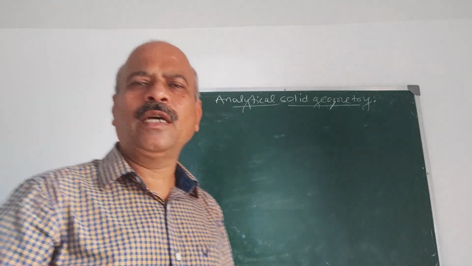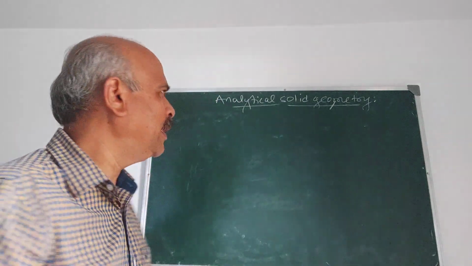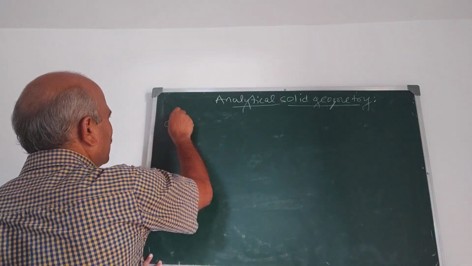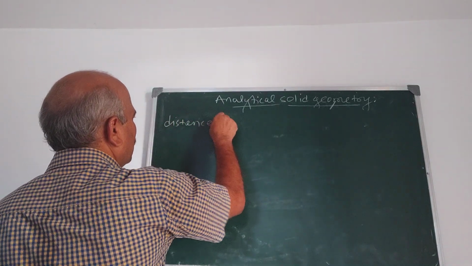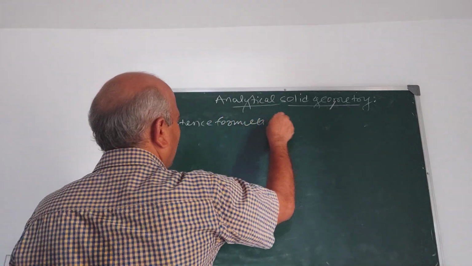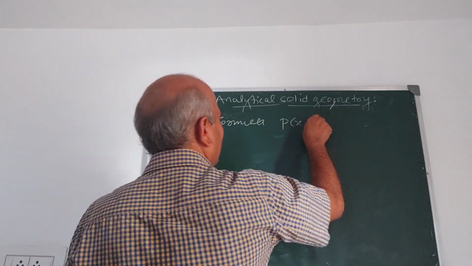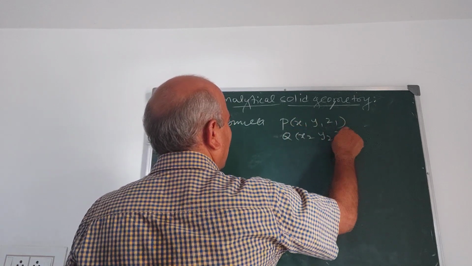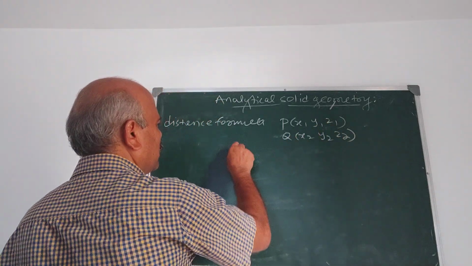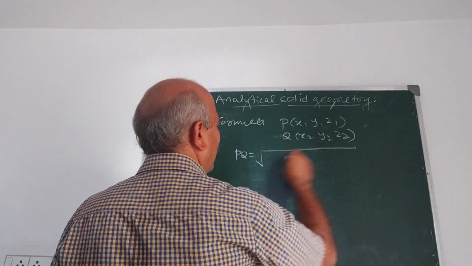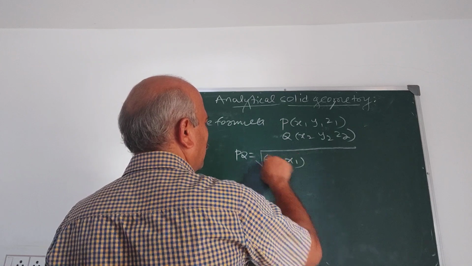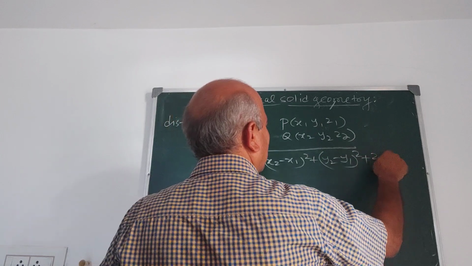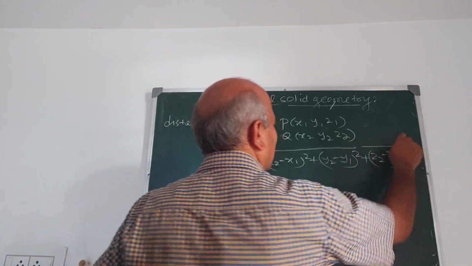And what you have studied in 11th and 12th standard, how to represent a point, I explained. And first thing is the distance between two points. Distance formula. Distance between P(x1, y1, z1) and Q(x2, y2, z2) is given by PQ equals square root of (x2 minus x1) whole square plus (y2 minus y1) whole square plus (z2 minus z1) whole square. See, this is important.